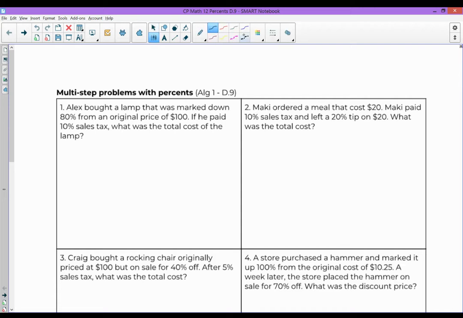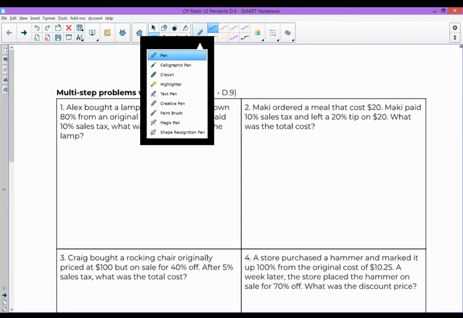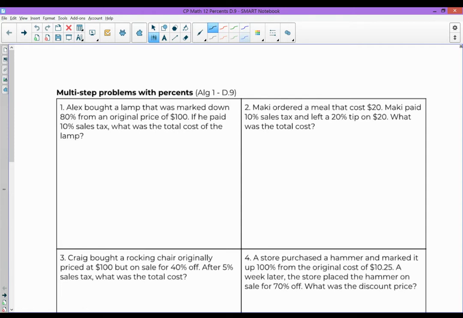This is our last lesson in the percents unit. So congratulations, you've almost made it. This is kind of where it all comes together, multi-step problems with percents. It's the last one in the IXL unit. So it kind of all comes together. Let's just see how it goes. I think we got this.